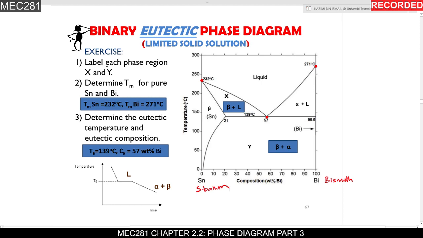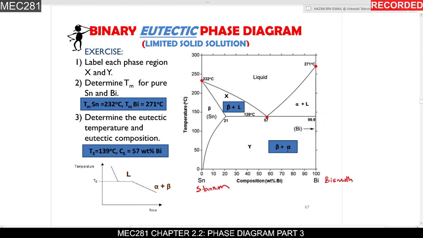Label each phase region X and Y for question number 1. This is X and this is Y. So X is closer to the tin on the left side. So we have beta plus liquid. Why do we know it is liquid? Because this is the intermediate region between the liquid and the beta here. So the phase here is beta plus liquidus.